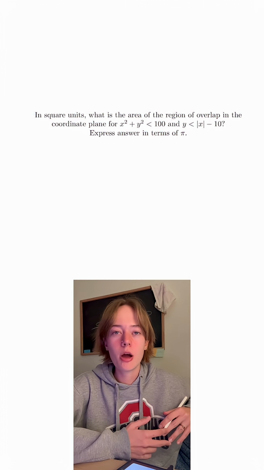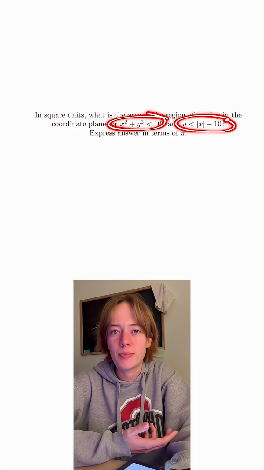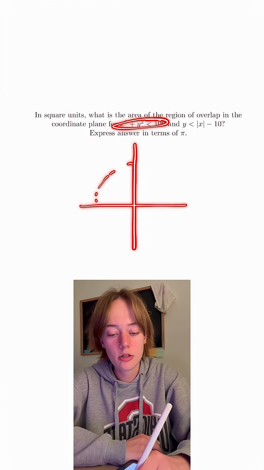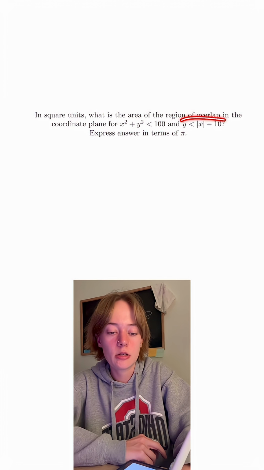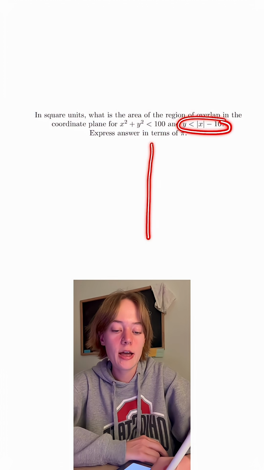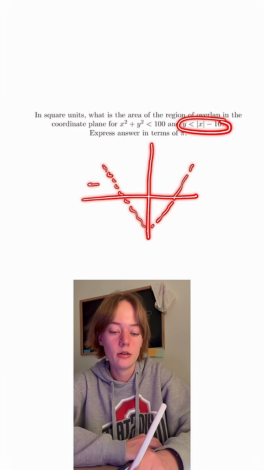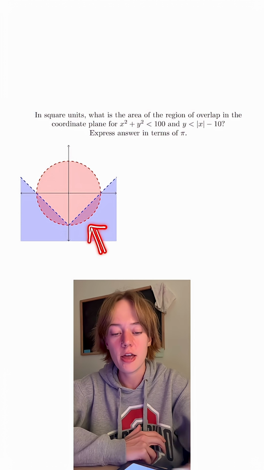The reason I think this problem is pretty easy is because these two functions are relatively simple to just picture in your head. The first function is talking about all of the points that are strictly less than the circle centered at 0 with a radius of 10. And the second function is talking about all of the points that are less than this absolute value function, which is shifted down 10. So everything below that boundary. And if we overlap those two, we're going to get this pretty picture.